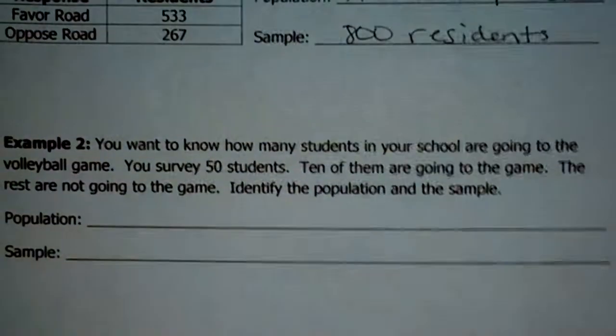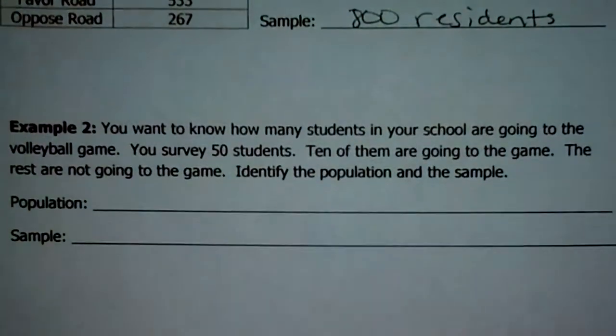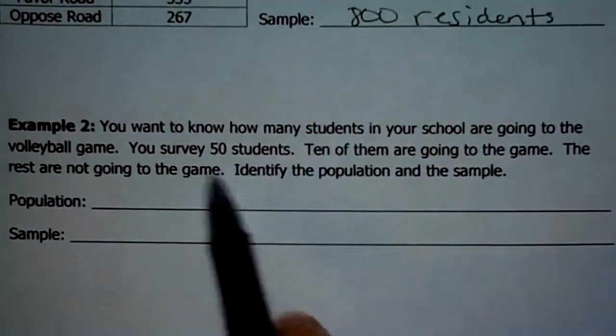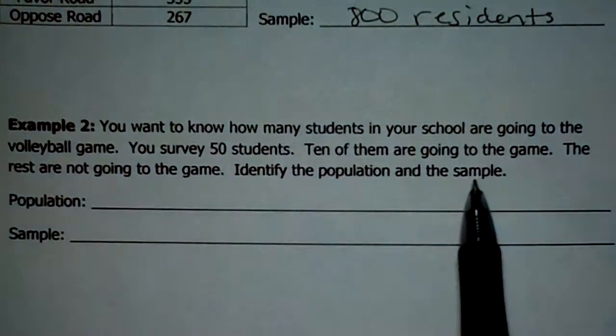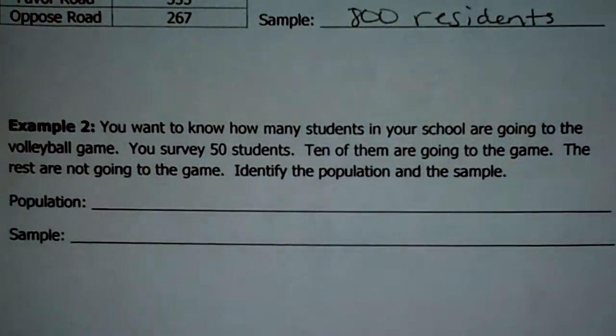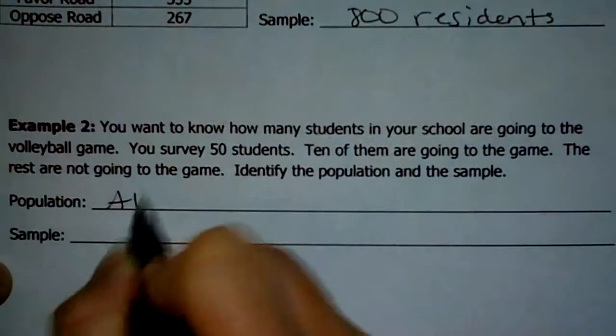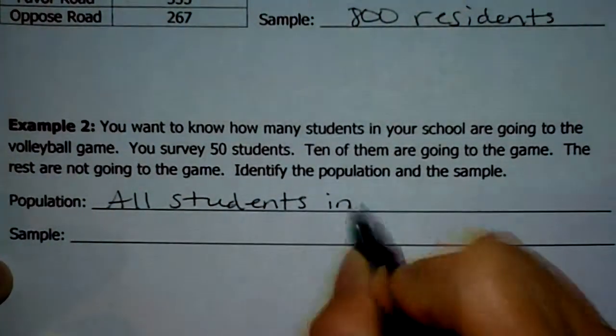All right, example 2. You want to know how many students in your school are going to the volleyball game, so we know how much pizza and pop we need to order for the concessions. You survey 50 students. 10 out of those 50 are going to the game. The rest aren't going. Identify the population and the sample. So the population: you want to know how many students in your school are going to the volleyball game, and you ask 50 of those students. The population is going to be all the students in the school.